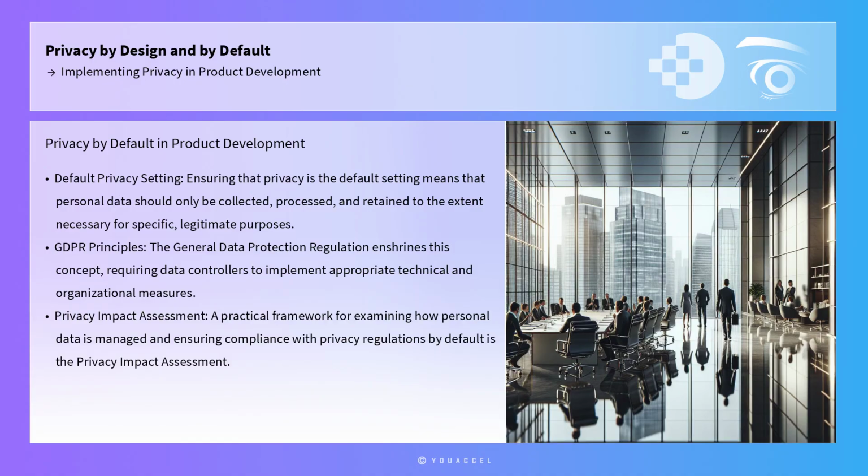Another critical aspect of implementing privacy in product development is ensuring that privacy is the default setting. This means that personal data should only be collected, processed, and retained to the extent necessary for specific, legitimate purposes. The General Data Protection Regulation enshrines this concept in its data protection principles, requiring data controllers to implement appropriate technical and organizational measures. A practical framework for this is the Privacy Impact Assessment, which assists in examining how personal data is managed and ensuring that the organization complies with privacy regulations by default.